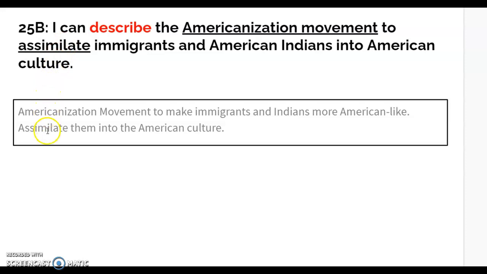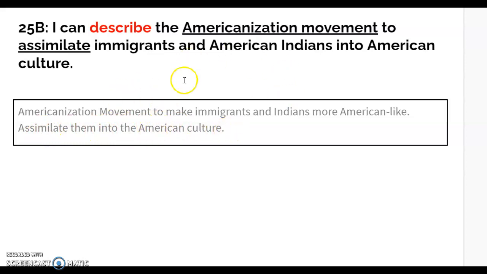Assimilation means to basically assimilate somebody into the society in which they live, removing their culture and giving them the culture that is present. So assimilation means to assimilate them into the American culture, remove their culture and make them more American-like.